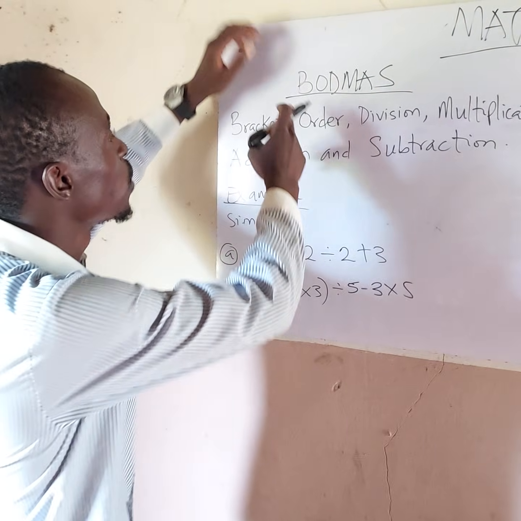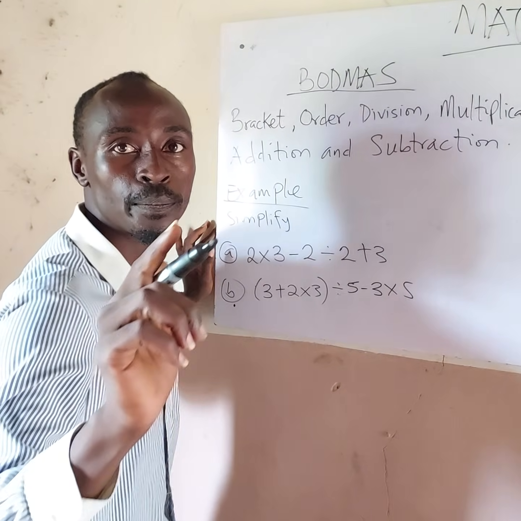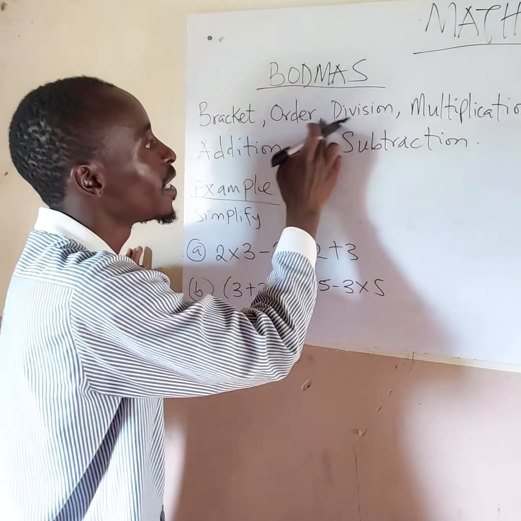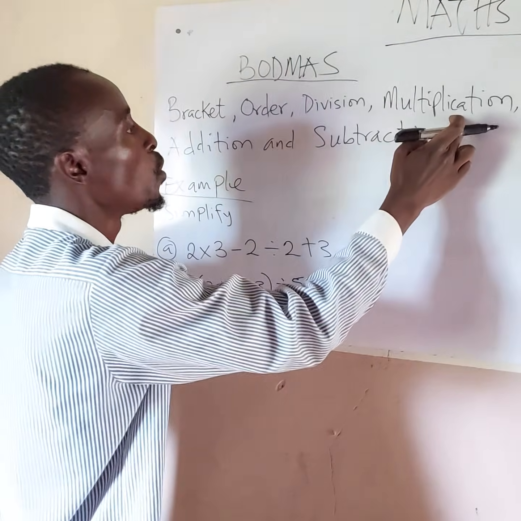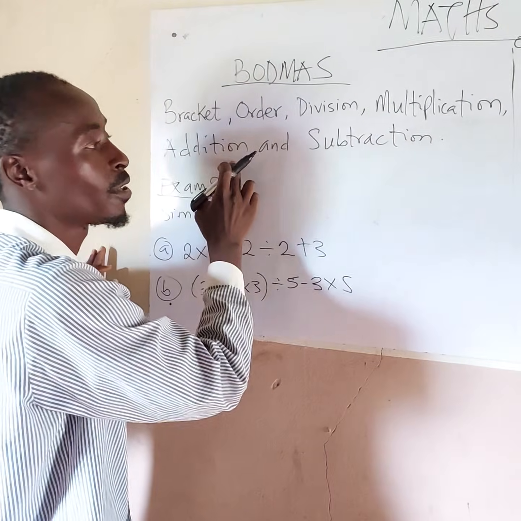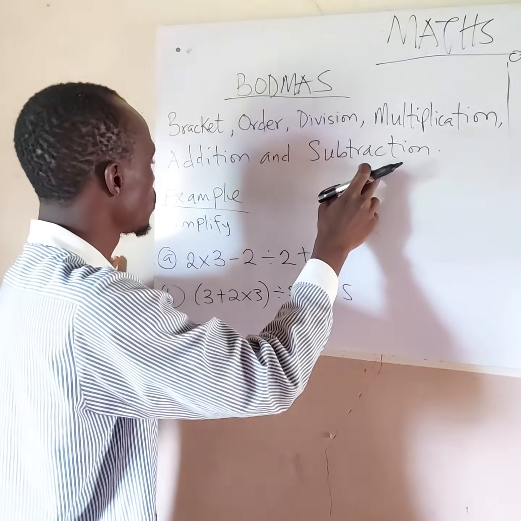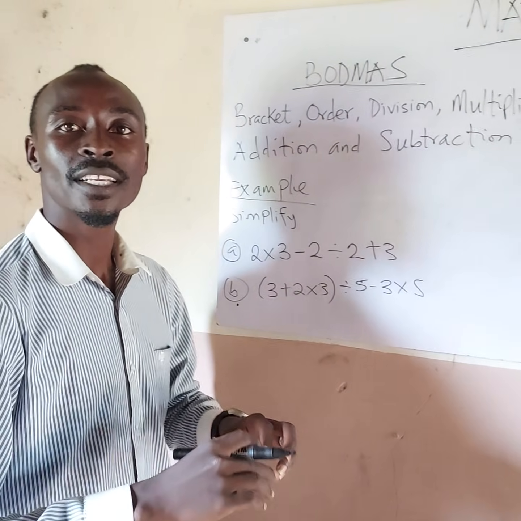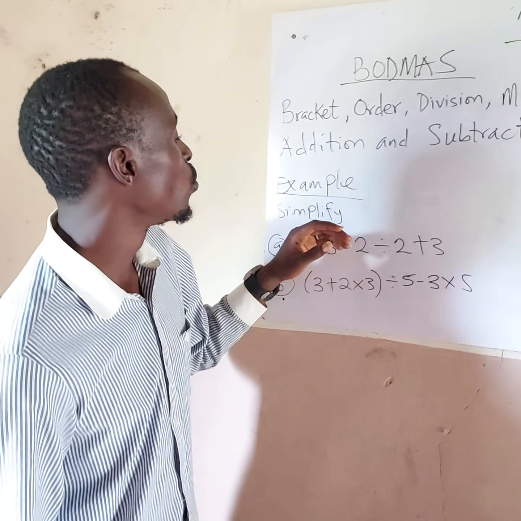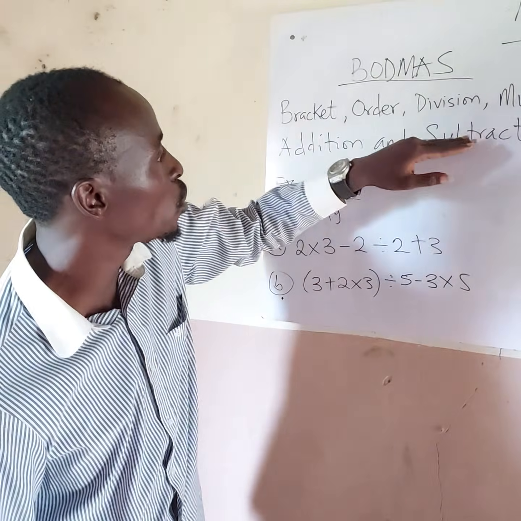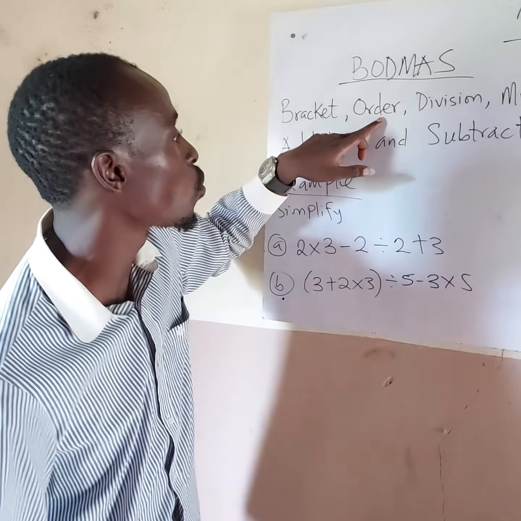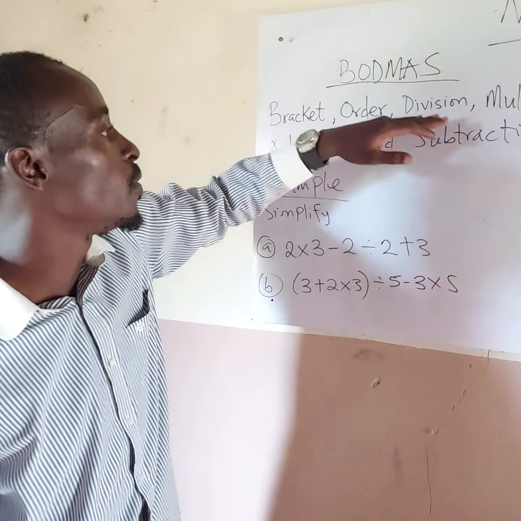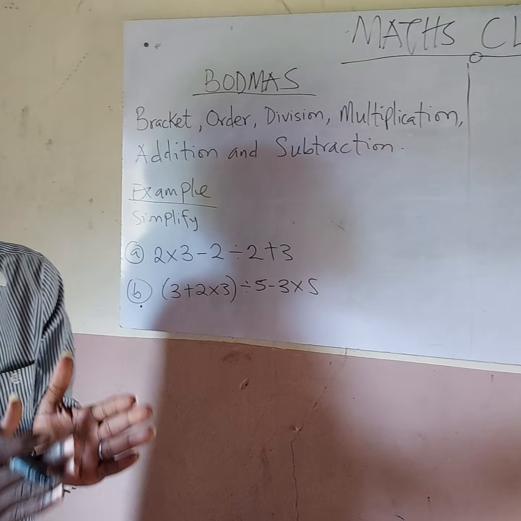Bodmas is an acronym that stands for bracket, order, division, multiplication, addition, and then subtraction. What that means is that anytime you are solving a mathematical problem and you have bracket, division, and orders, like square root, raised to power, index forms, you understand? You have division, you have multiplication. There is an order you will follow.